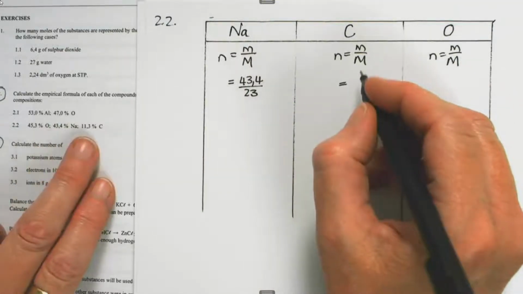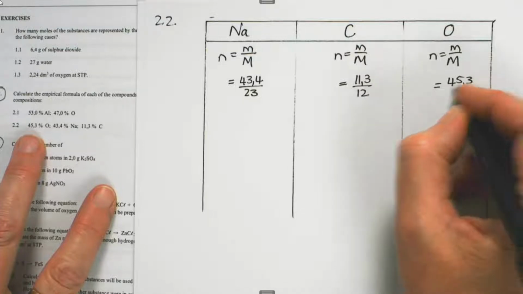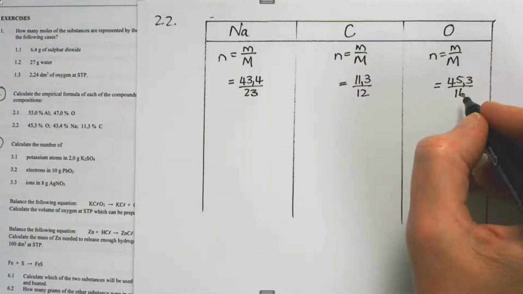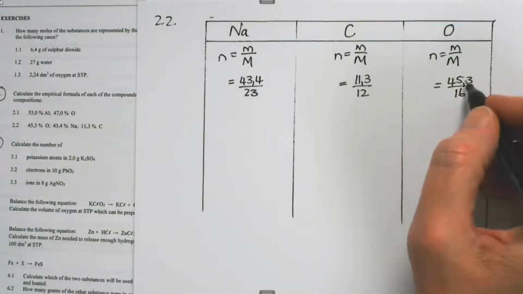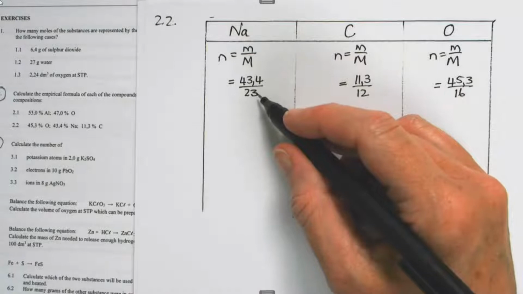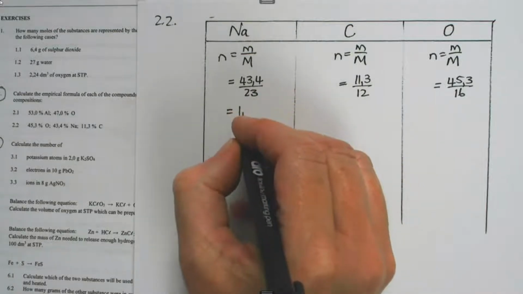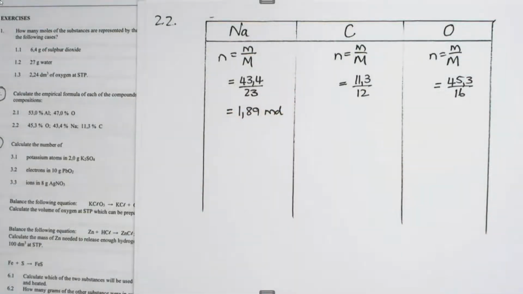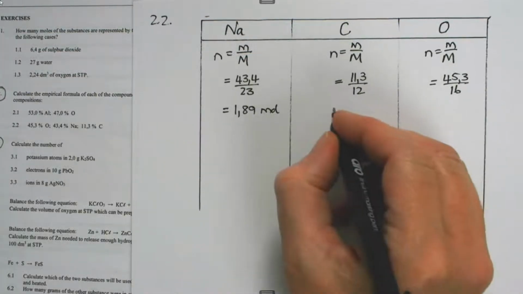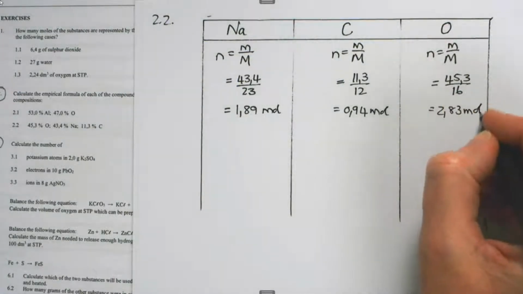So now I take the sodium, 43,4, and sodium is 23 on its own. Then I take carbon. Carbon is 11,3 divided by 12, and oxygen is 45,3 just divided by 16. I can't divide by 32 because I don't know yet if it's O2 or O3 or O4, whatever. So I just divide it by 16 there. So I'm busy calculating the mole of each. And you see I'm writing it all down, and then I'm going to my calculator. So this first one gives me 1,89 mole. And then I get 0,94 mole, and I get 2,83 mole.